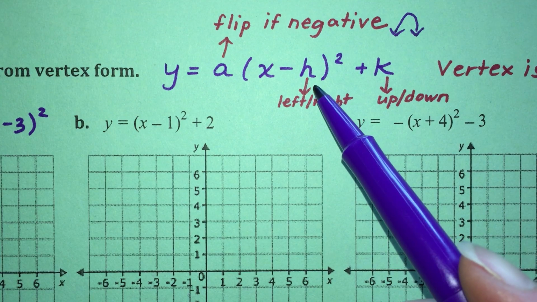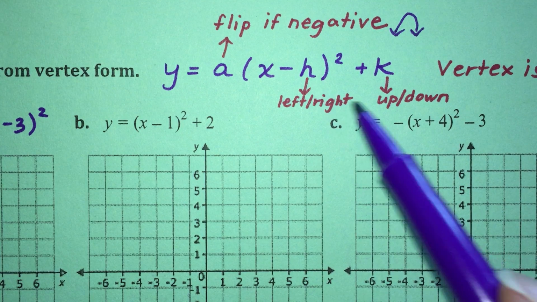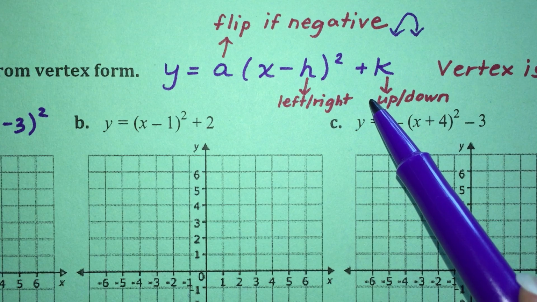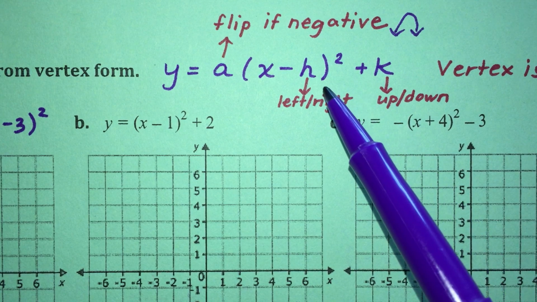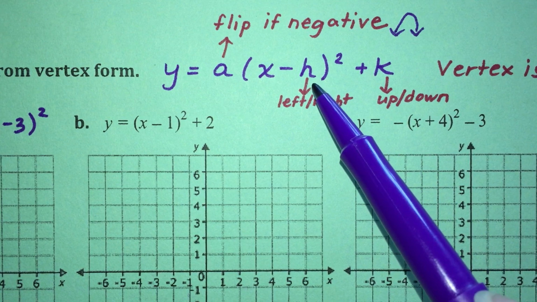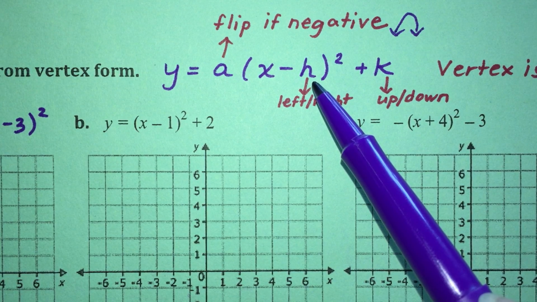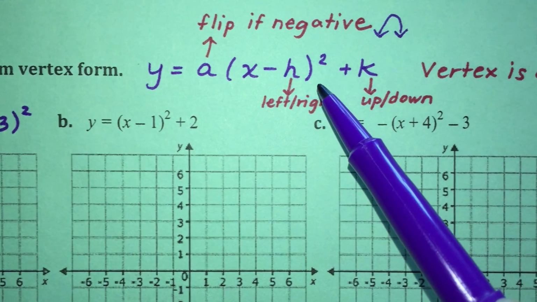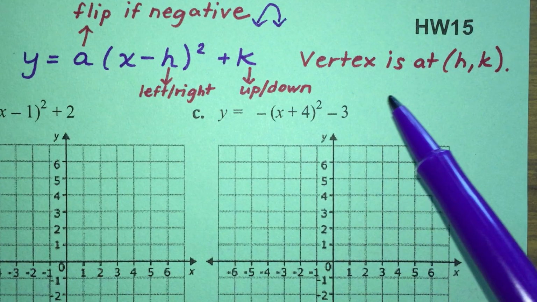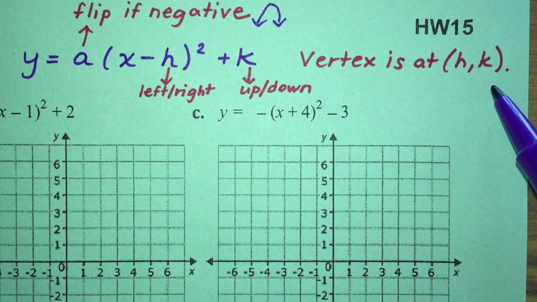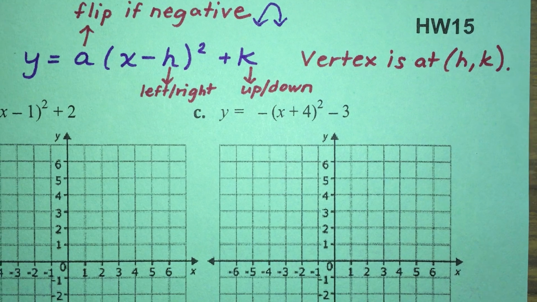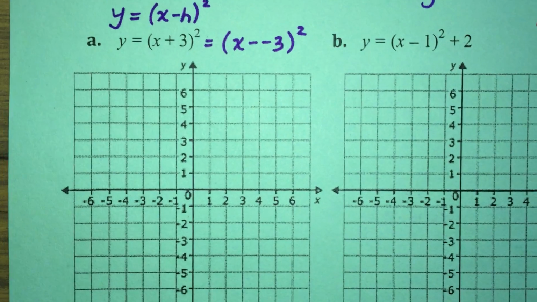We have an h value that moves it left and right, and we have the k value which moves it up and down. The tricky part is that the h, it's always minus h. So you have to think the h itself is the opposite of what you see. And just be careful and know that the vertex is at h, comma, k. That's the coordinates of it. So let's take a look. We're going to look through all three of these.